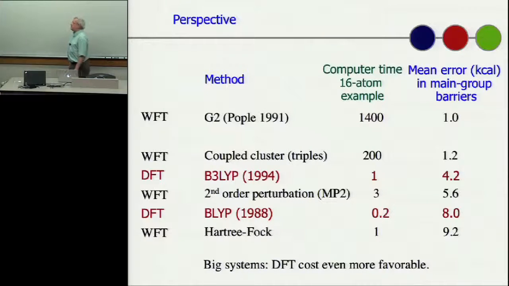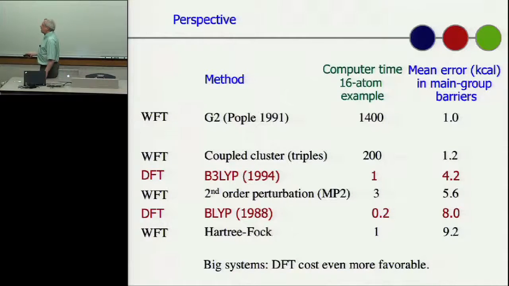Okay, so here's a perspective on what we've accomplished. Let's consider chemical reactions. So we have a database for chemical reactions for main group compounds, and this is the mean error in that database. Now here's some various methods, and here's the computer time for a 16-atom example. You could also think of it as a 16-atom unit cell for a solid state calculation.